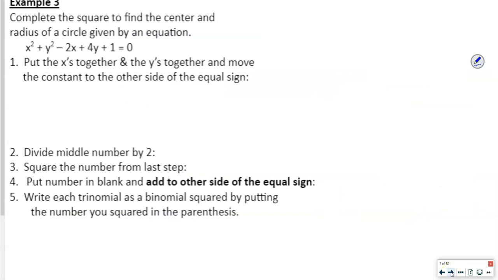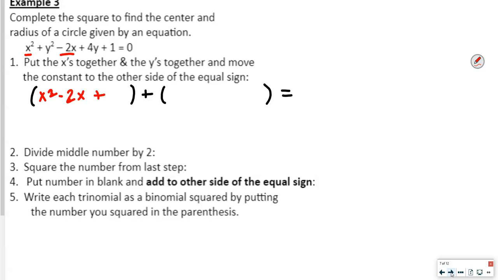So a little bit different here because now we have all our x's and y's mixed together along with a constant. So what we're going to do first is we're going to create two sets of parentheses, and we're going to move our constant to the other side of the equal sign. Okay, so we're going to put all our x's in the left set of parentheses. So we got our x squared here, and we got our negative 2x.